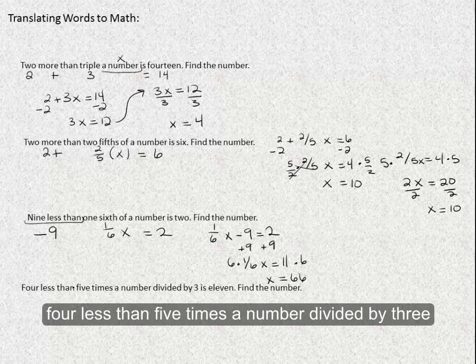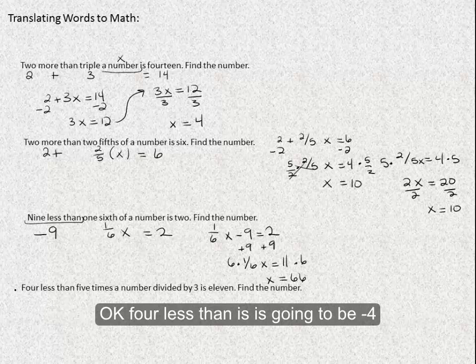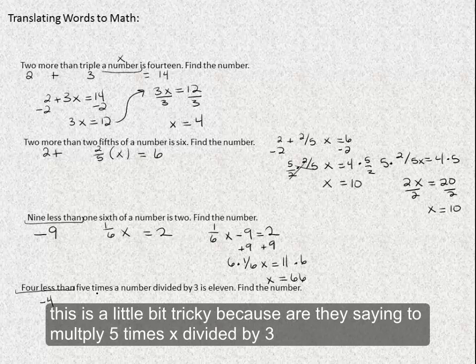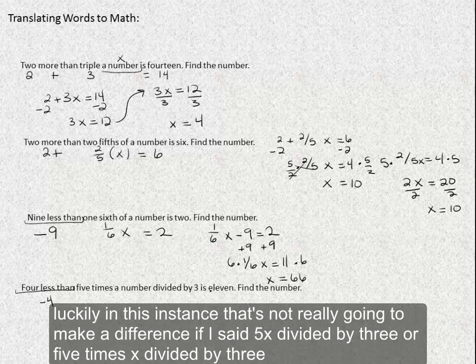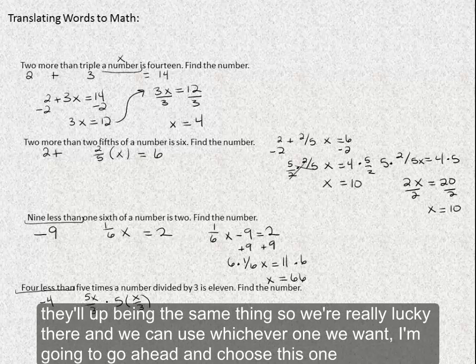Here's our last example. 4 less than 5 times a number divided by 3. Okay, 4 less than is going to be minus 4. 5 times a number divided by 3. This is a little bit tricky because are they saying to multiply 5 times x divided by 3? Or are they saying to multiply 5x and divide that by 3? Luckily, in this instance, it's not really going to make a difference if I say 5x divided by 3 or 5 times x divided by 3. They'll end up being the same thing, so we're really lucky there, and we can use whichever one we want.